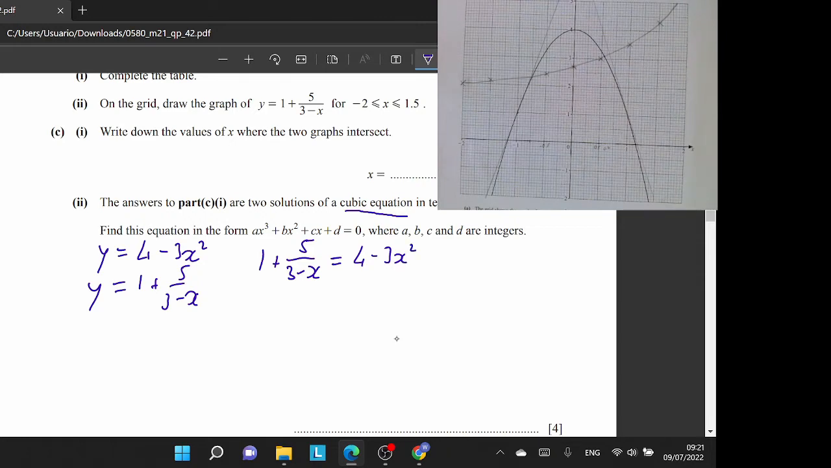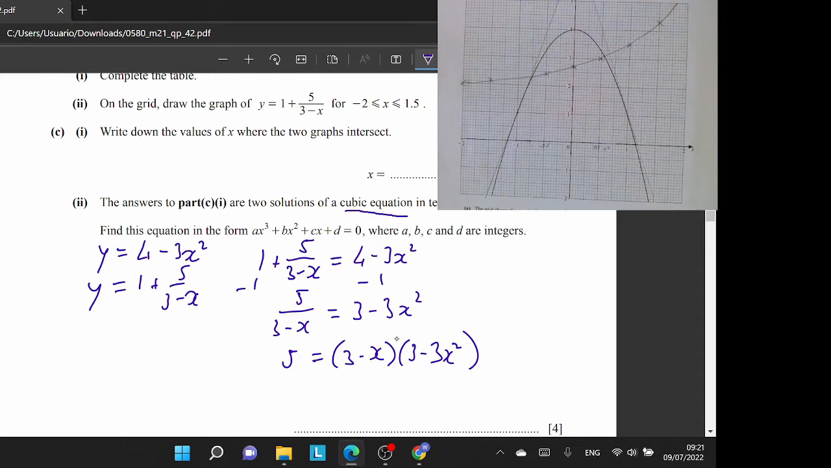Okay. Right, so where to start? First, I need to get rid of any fractions. Now the logical thing would be to take the 3 minus x and multiply it on the other side, but that 1 there is in the way. So first, we're going to subtract 1 from both sides. That will give us 5 over 3 minus x equals 3 minus 3x squared. Okay, then we can multiply the 3 minus x. So that goes 5 equals 3 minus x, times 3 minus 3x squared.